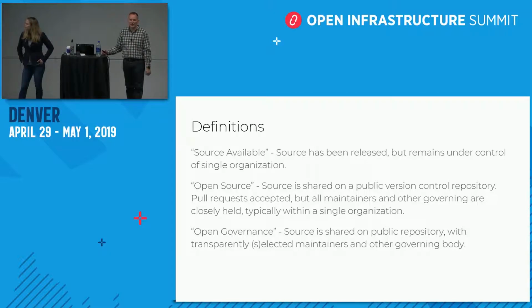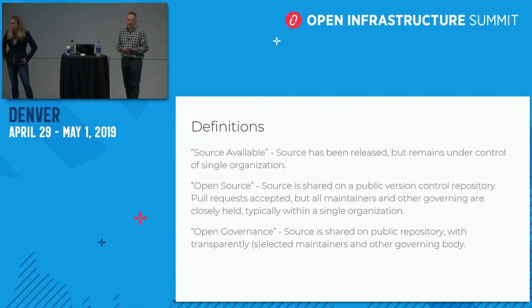Open source is a step forward from that. Typically, the source is shared in a public version control repository like GitHub. They'll maybe accept pull requests, they'll maybe accept bug requests, but the actual architecture, the actual direction of the project remains pretty closely held by a single organization. And then the last piece that we'll talk about is open governance, where there's a group of people from a diverse set of organizations, diverse perspectives, that are really driving forward the project.